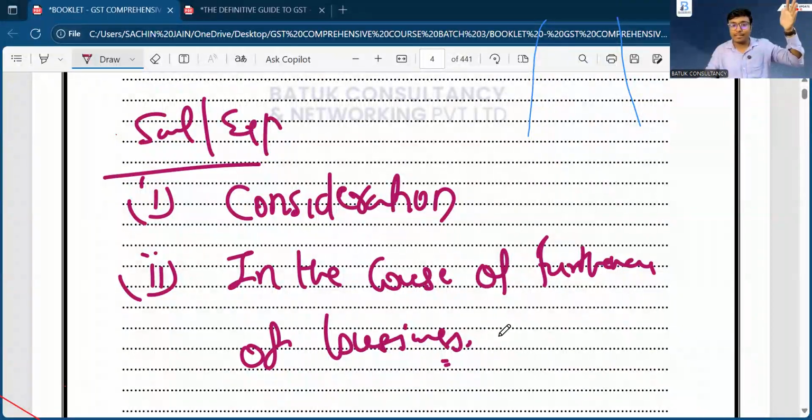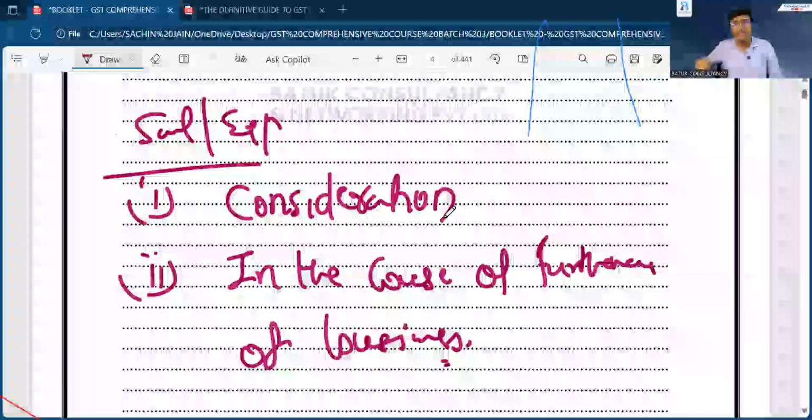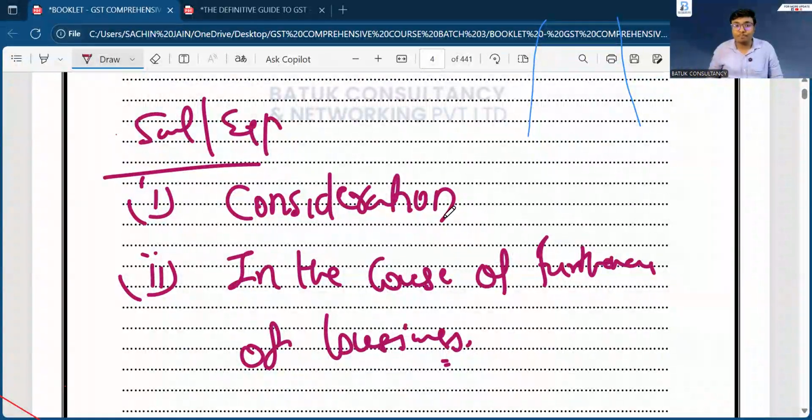Sale, exchange, barter, transfer, lease, rental, disposal, agreed to be disposal, for a consideration, in the course or furtherance of business: two main elements. So steps for us: first we have to check that this activity or transaction is a sale, exchange, barter, transfer, lease, rental, disposal, agreed to be disposal. If this is satisfied, then I have to check whether it is for a consideration and in the course or furtherance of business. If any one element is missing, in that case also the same will not be treated as supply.